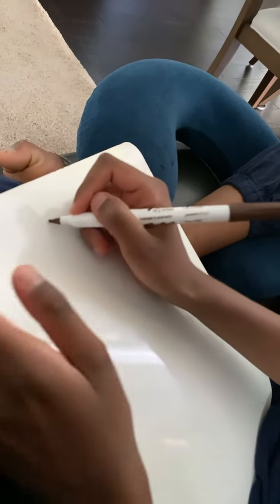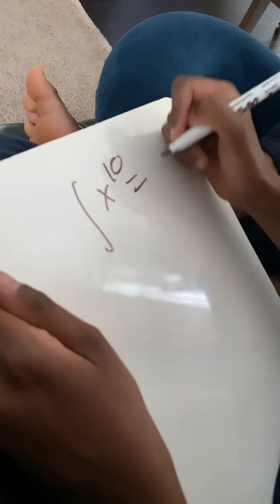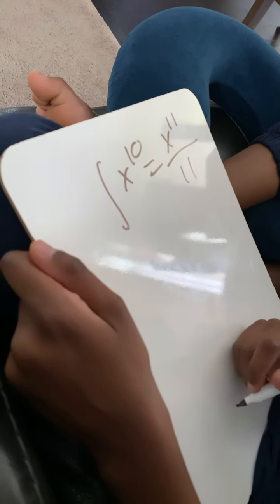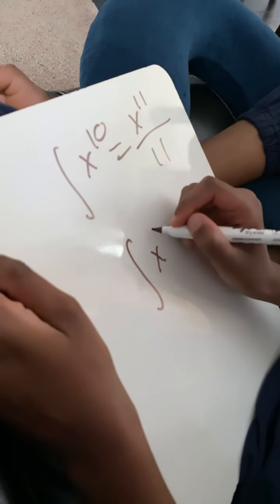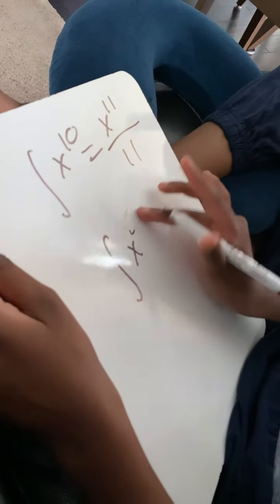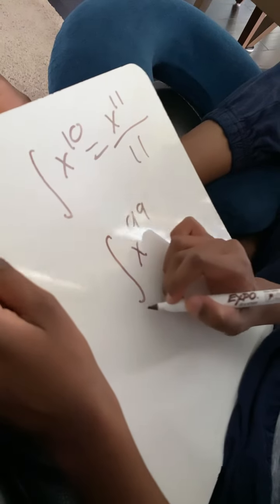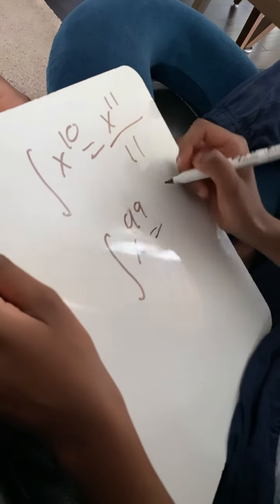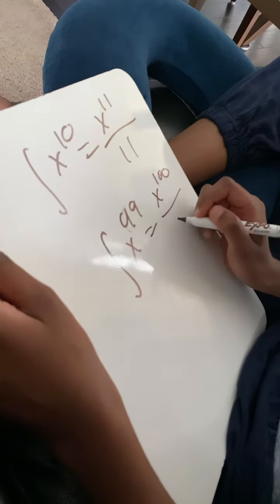Let's try an example. Let's say you have the indefinite integral of x to the 10th power. So this will equal x to the 11th power over 11. Now let's try one more example. Actually, x to the 99th power: the indefinite integral of x to the 99th power will equal x to the 100th power over 100.